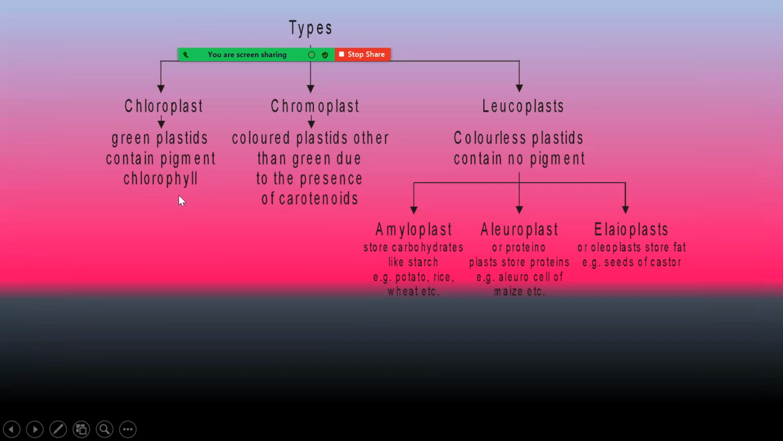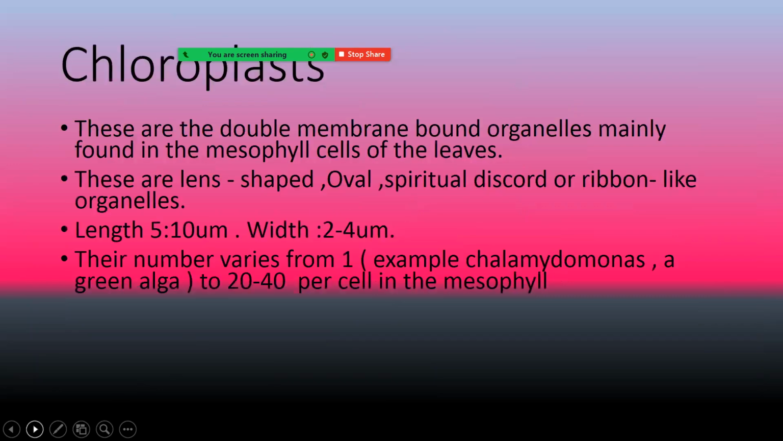Chloroplast, we are all aware of. They are the green plastids that contain chlorophyll pigment. Chromoplast are colored plastids other than green, due to the presence of carotenoids. And leucoplast are colorless plastids that contain no pigment. As I told you just now, they are divided into three types depending upon the function. Amyloplast stores carbohydrates like starch. You will find it in potato, rice, wheat, etc. Aleuroplast stores protein, and you find it in maize. Elaioplast stores fat, and you find it in castor.